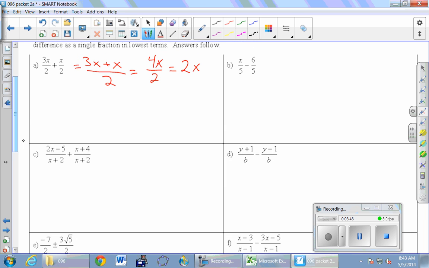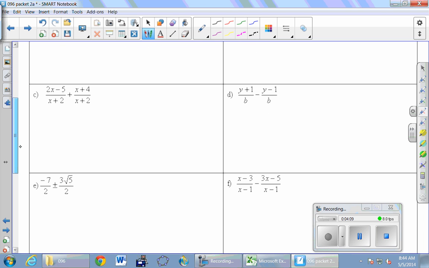Okay, let's try, we'll jump down here to part C. First thing we see is what's the operation between the 2 fractions? Addition. Next thing we look at is the denominators. Are we happy or sad looking at these denominators? Very happy because they're the same, which means we can just mush them together. So the new denominator is going to be x plus 2. The whole thing just gets copied.